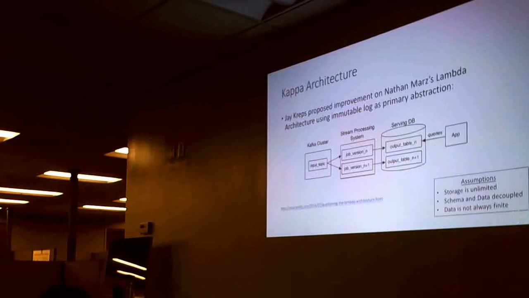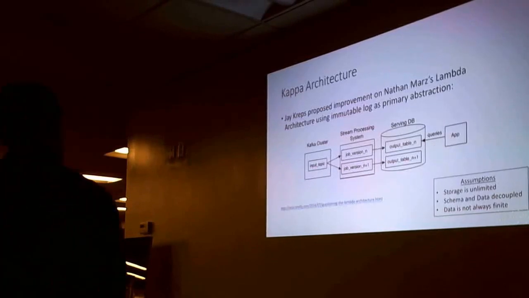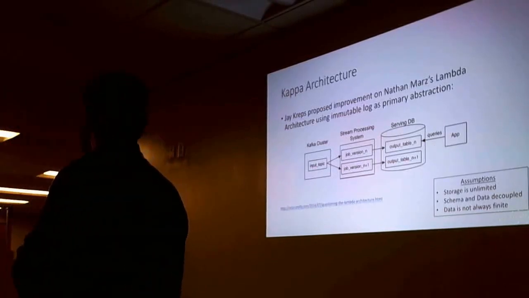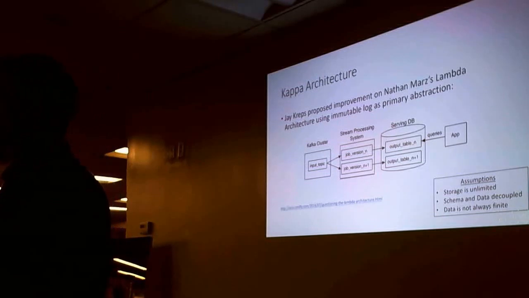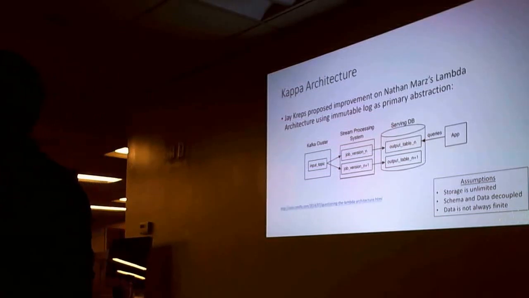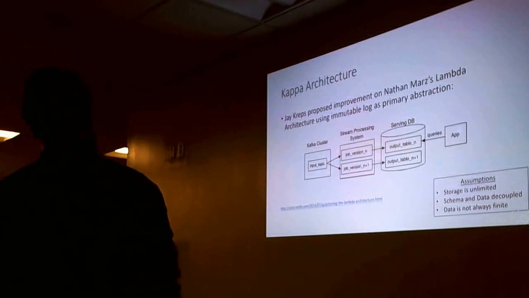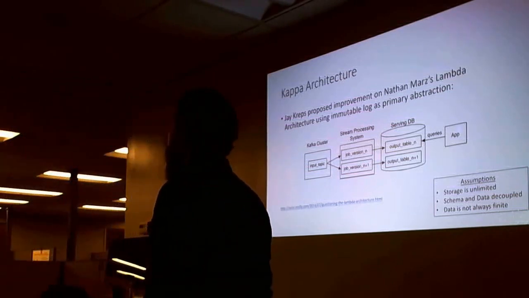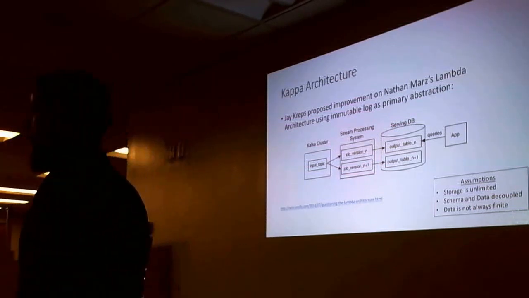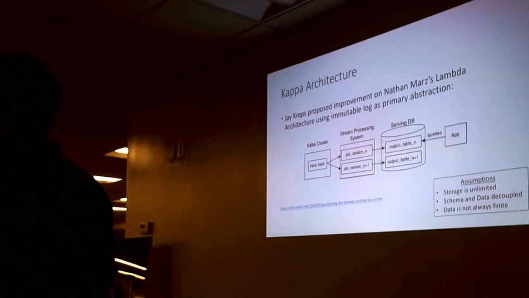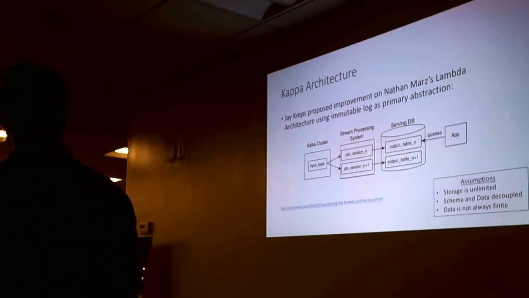Okay, the next architectural principle is the Kappa architecture. Many of you may be familiar with this who have worked with Kafka before. This has been a big thing in recent years. Jay Kreps used to work for LinkedIn and now works for Confluent. And so they have their entire platform built around this notion of the immutable log.